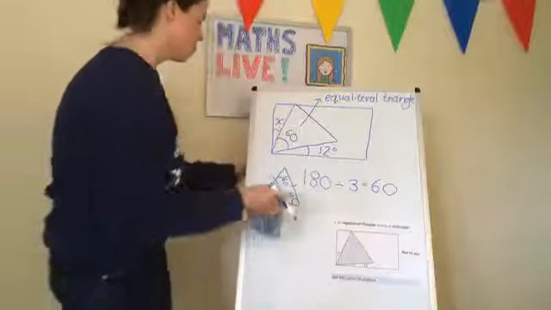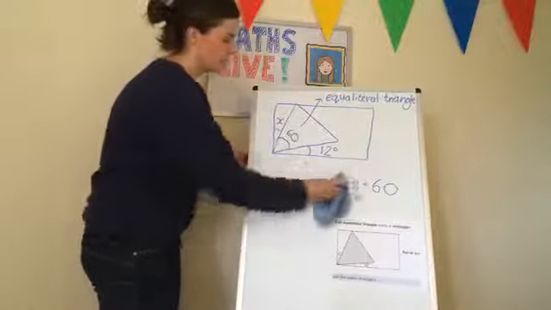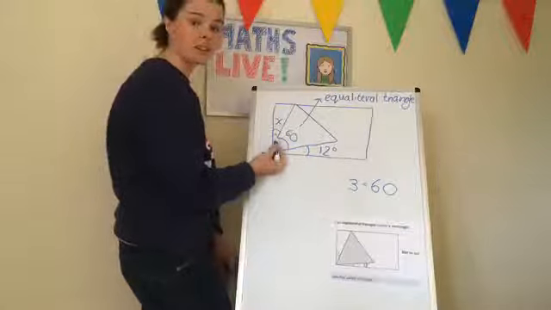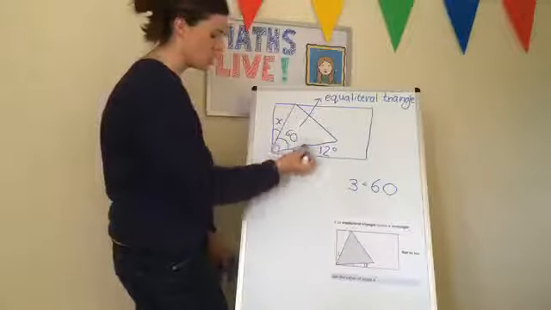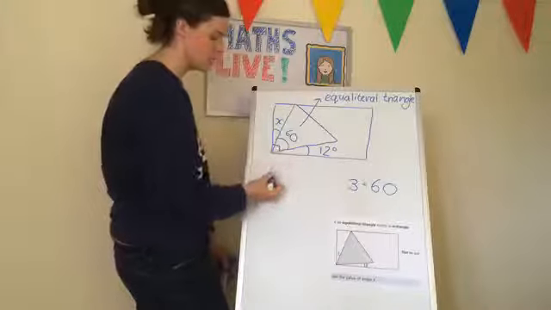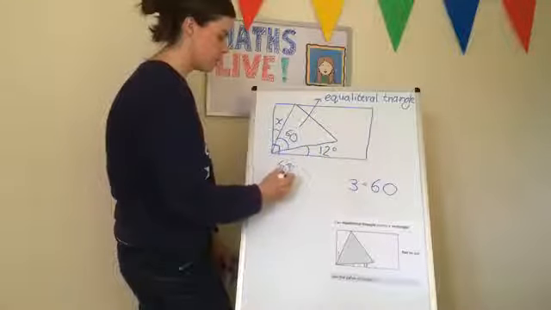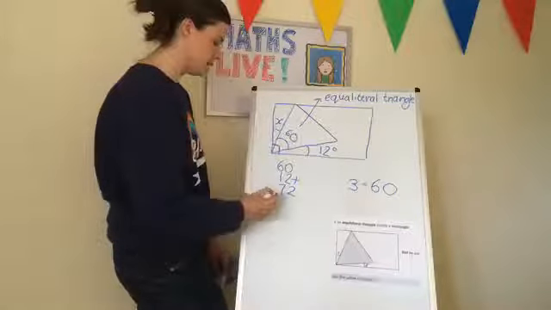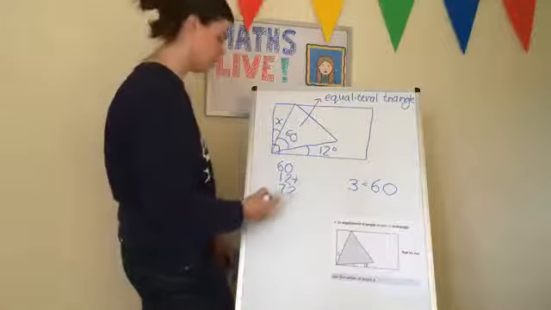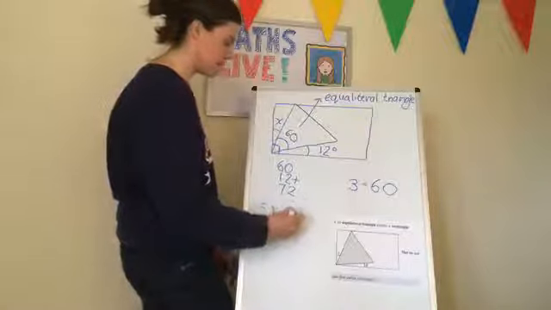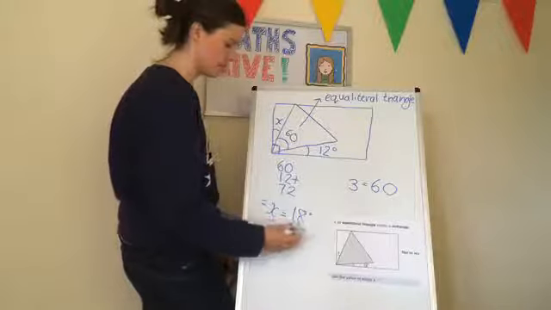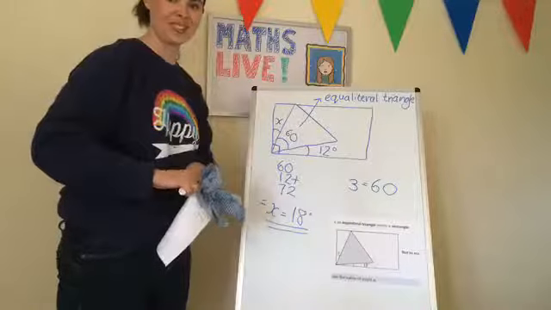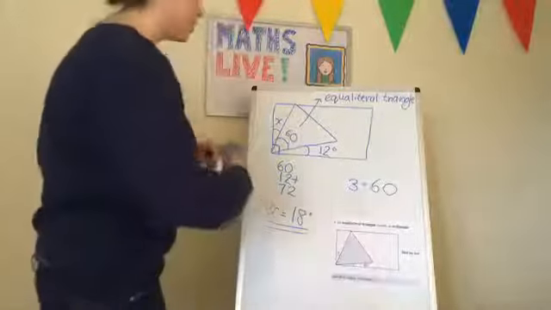Okay? So if that angle there is 60 and this angle here is 12, we can now find out X, because it's a rectangle, so it has to be 90 degrees. So 60 plus 12 is 72, and then to get that to 90 we just add 18. So X equals 18 degrees. Yeah, 18, 60 and 12 is 90. Well done if you got that.